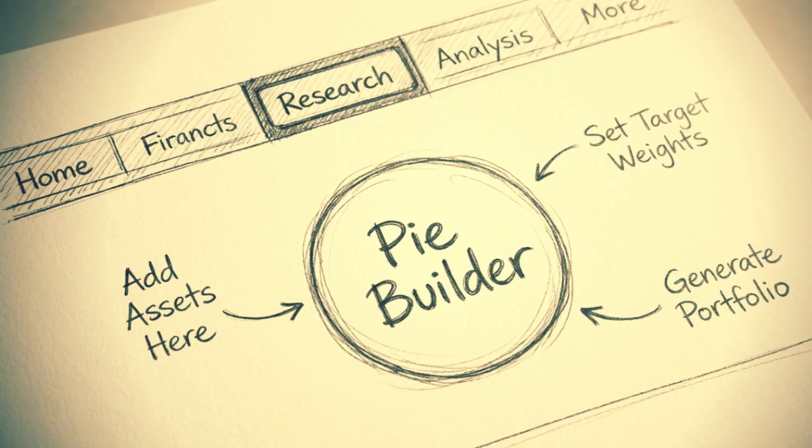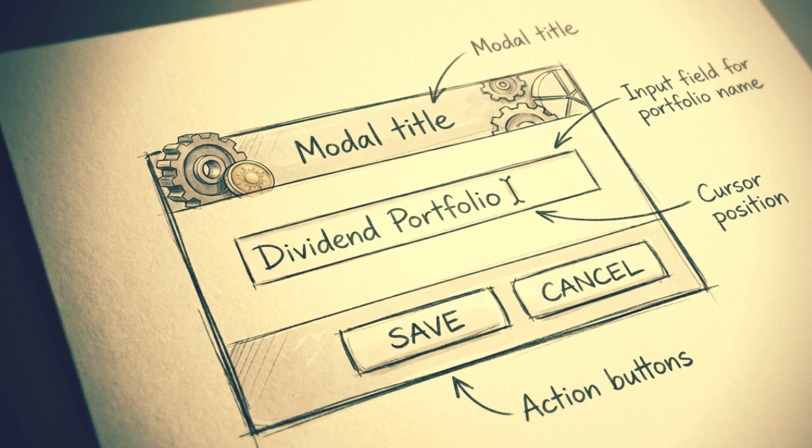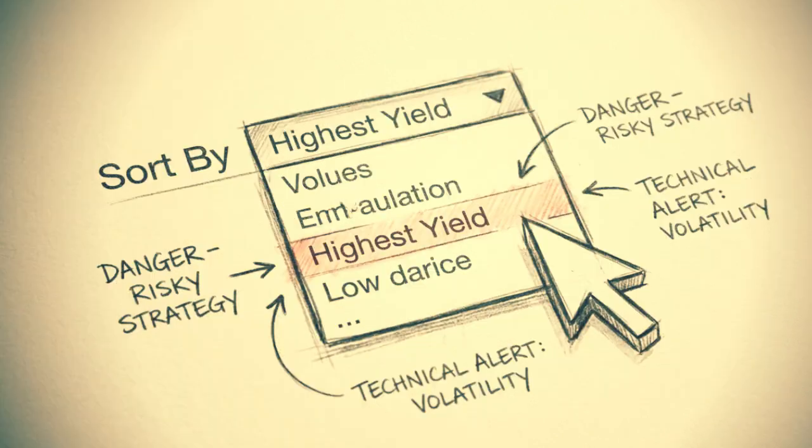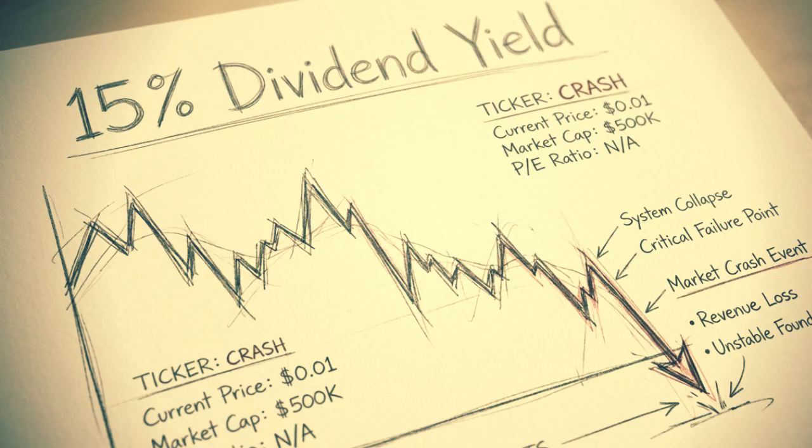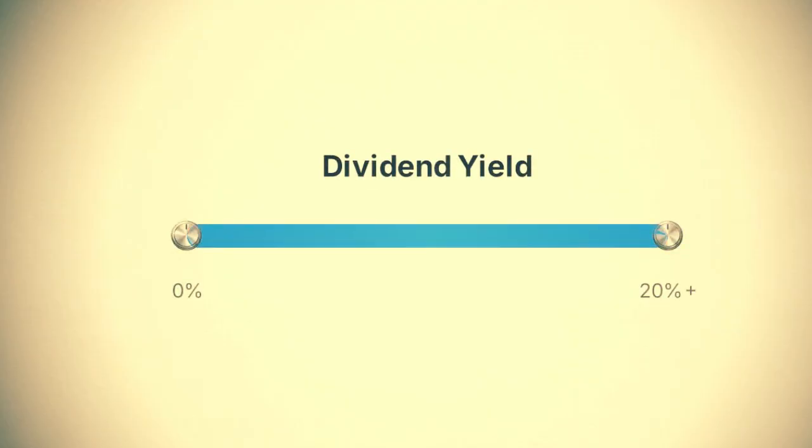Step 1. Go to your Research tab, open the Pie Builder tool, and click Create. Go ahead and name this new creation Dividend Portfolio. Beginners often make the mistake of sorting by the highest dividend yield and buying those companies. A massive dividend payout is frequently a warning sign that a company is struggling and trying to artificially attract investors to stay afloat. To avoid that trap, we use the search filters.